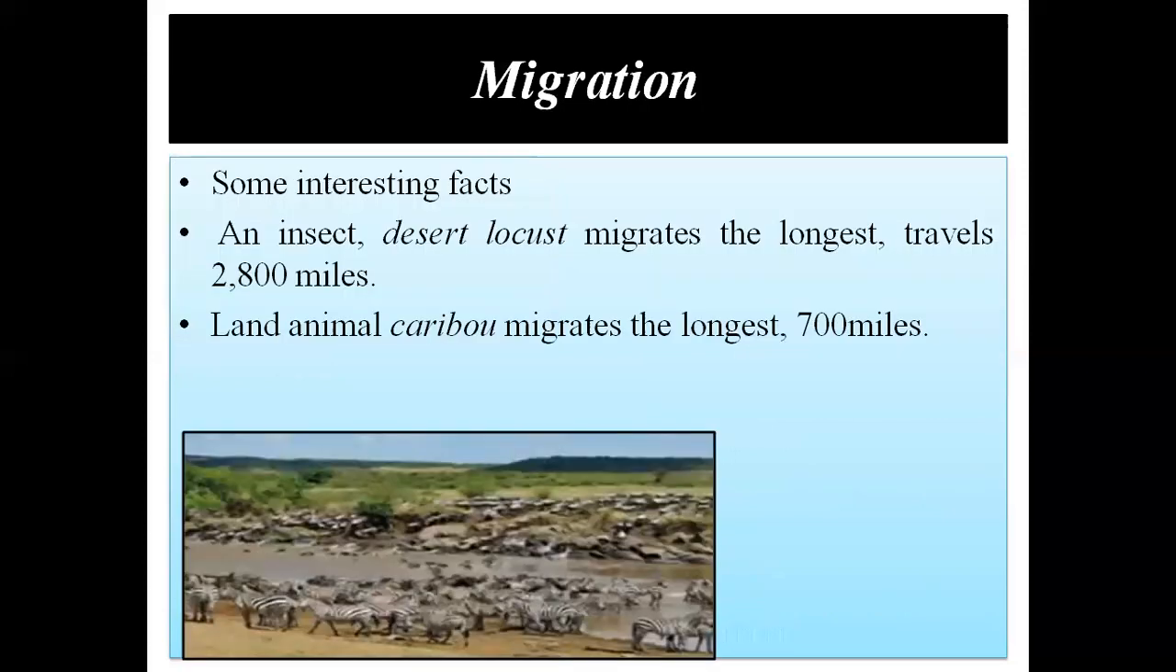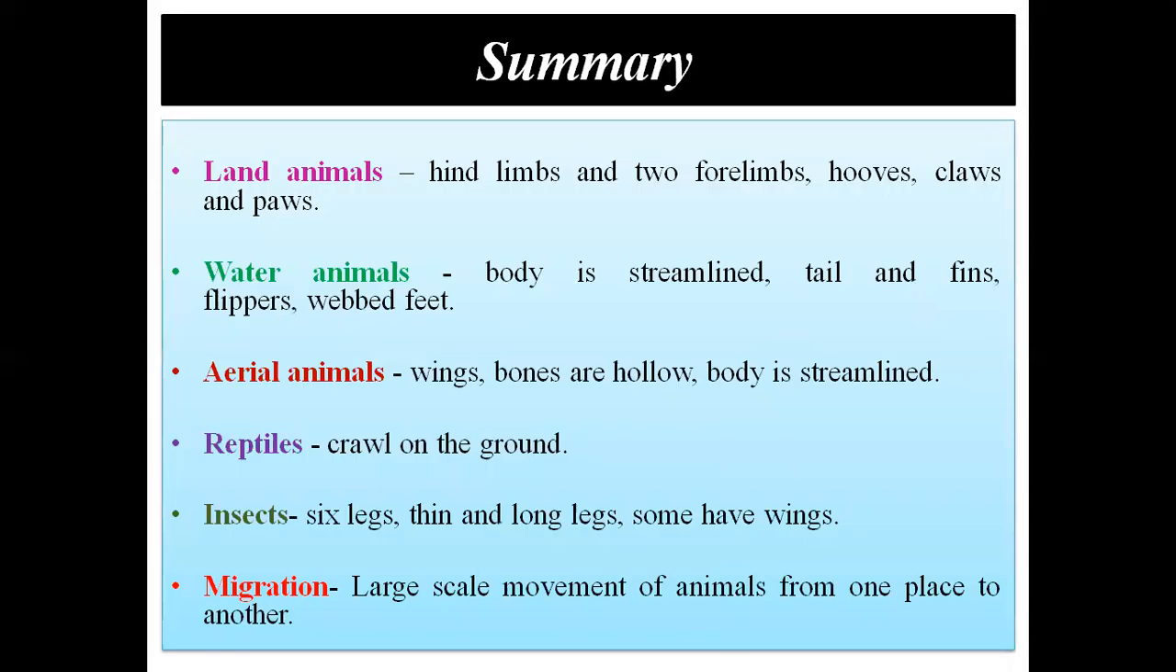There are some interesting facts with this migration. An insect, the desert locust, migrates the longest. It travels around 2,800 miles. So this desert locust, this insect, migrates the longest. Among land animals, the caribou migrates the longest, about 700 miles. So these are the interesting facts related to migration.